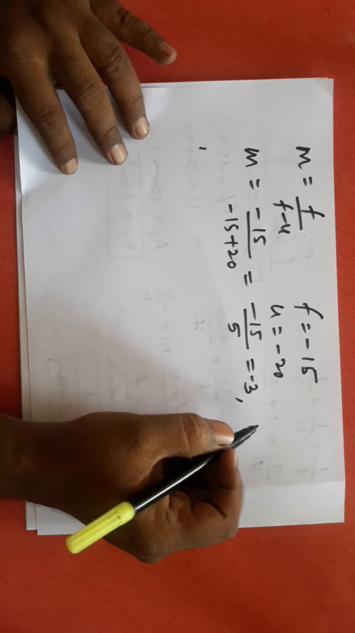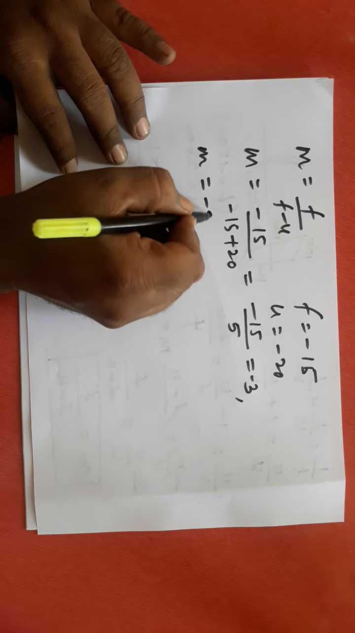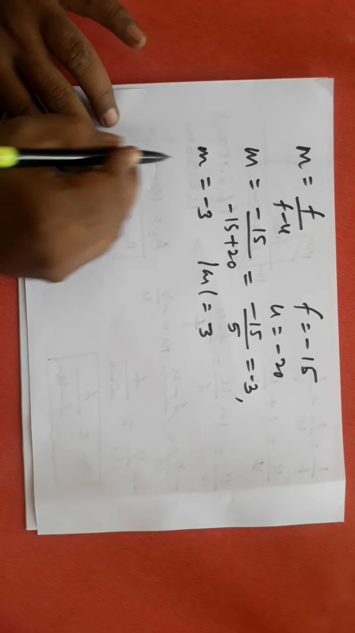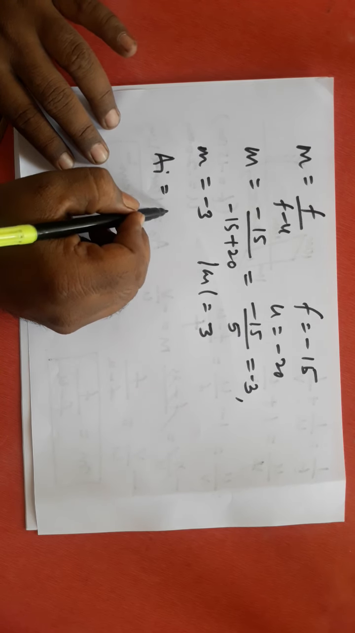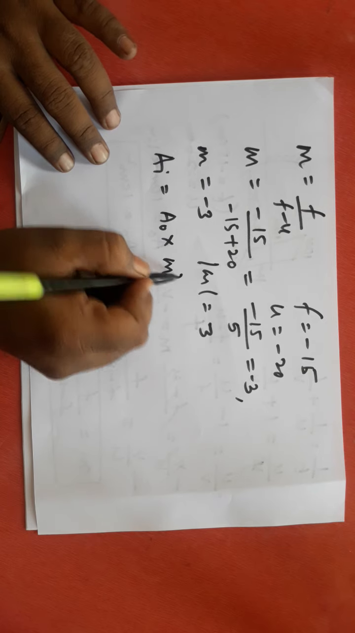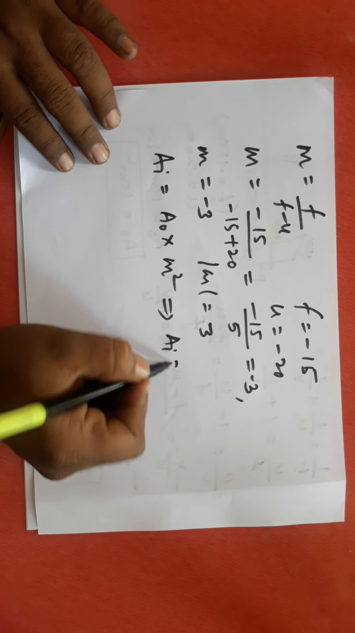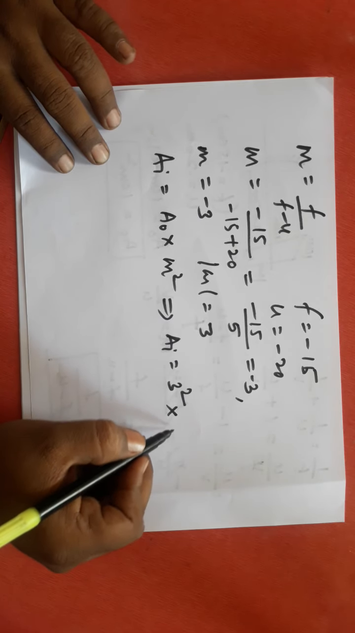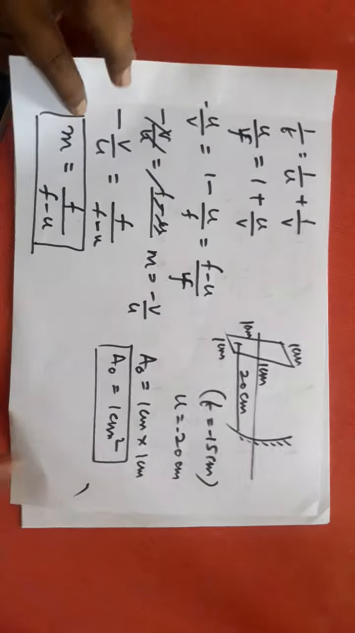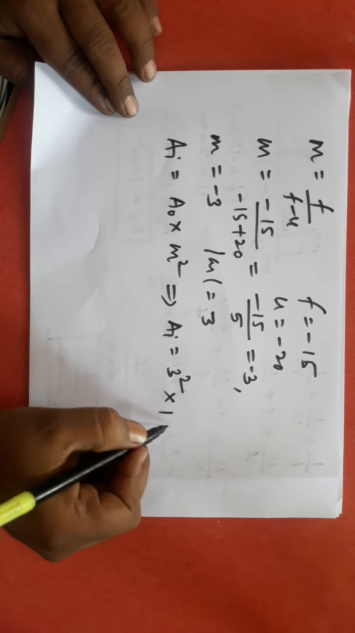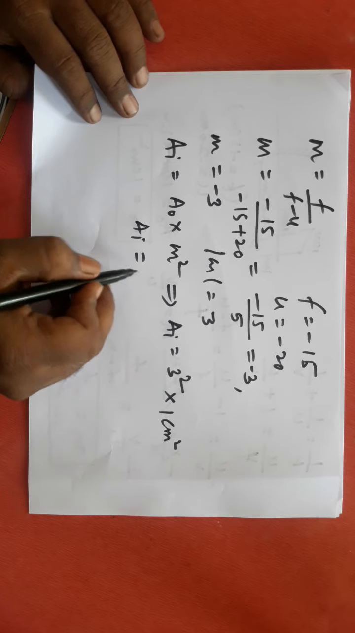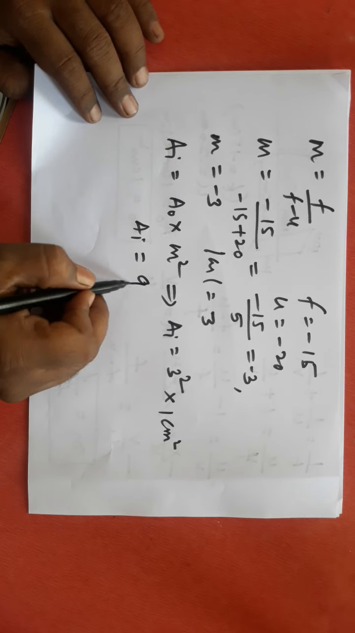Or you can keep it as it is. M is equal to minus 3. Usually we will take the magnitude of m. M is equal to 3 in magnitude. Then area of the image is equal to area of the object multiplied by m square, which implies 3 square into area of the object. We calculated it was 1 cm square. Then this is multiplied by 1 cm square. Area of the image is equal to 9 cm square.